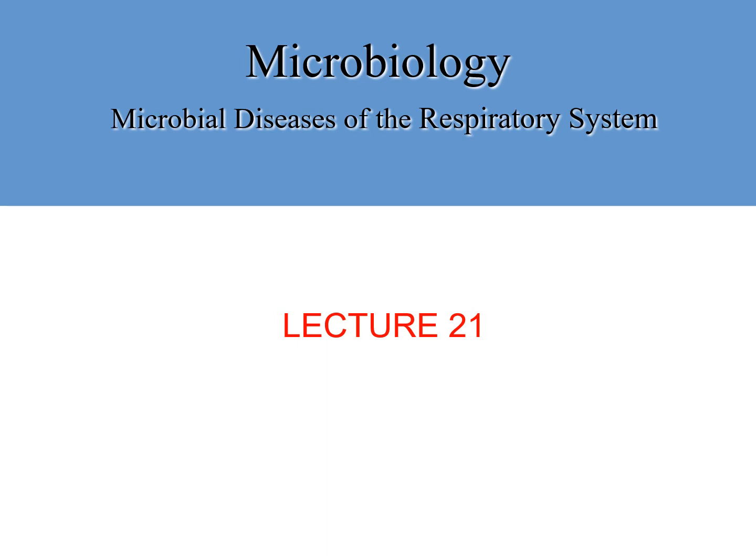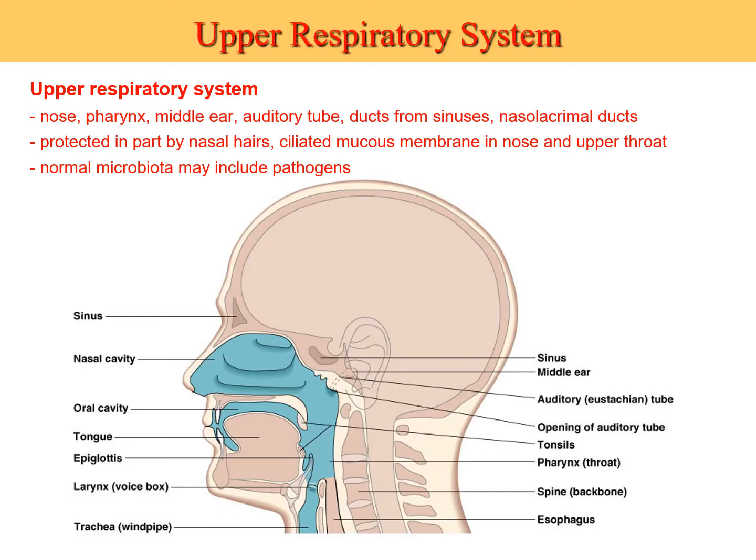All right, this is lecture 21, microbiology. We're going to talk about microbial infections of the respiratory system. The upper respiratory system includes all of these structures listed here, including the auditory canals and the ducts from sinuses and the nasolacrimal ducts, all of that, not just the mouth and the pharynx.